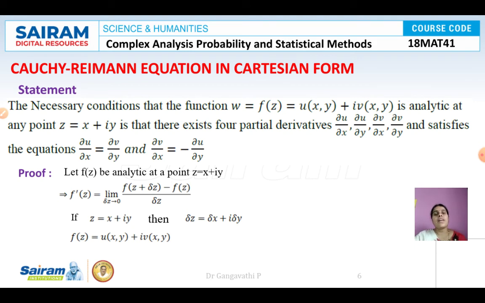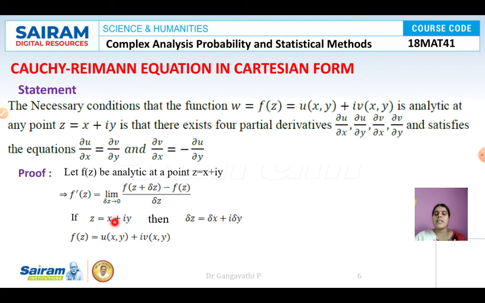So when do we say a function is analytic? If f dash of z exists. So once it is analytic, automatically the function must be a differentiable function. And once it is differentiable, by the definition of differentiability, the limit as delta z tends to 0 of f of z plus delta z minus f of z by delta z.